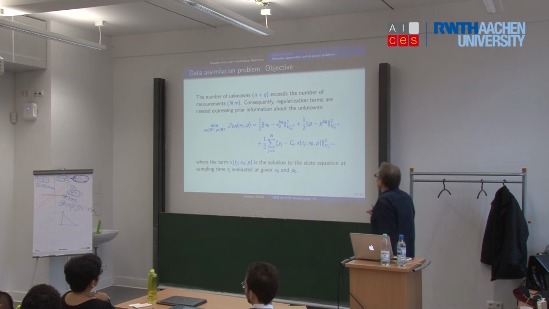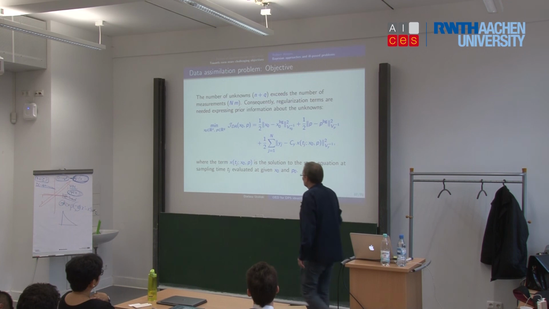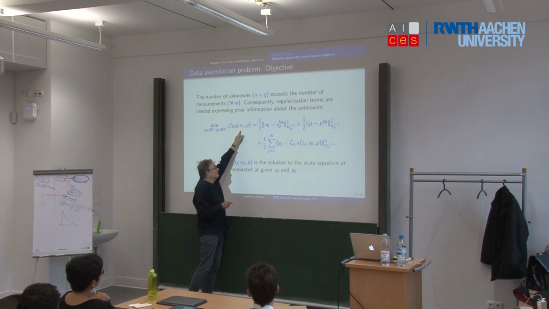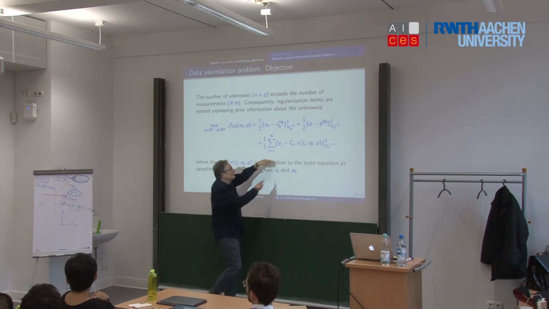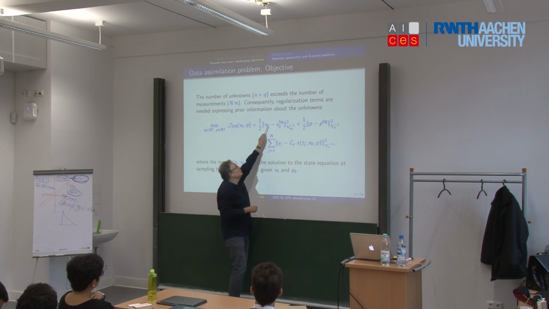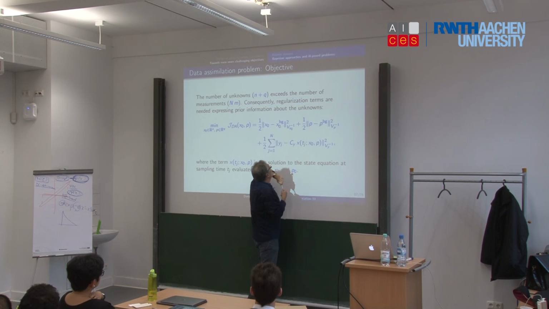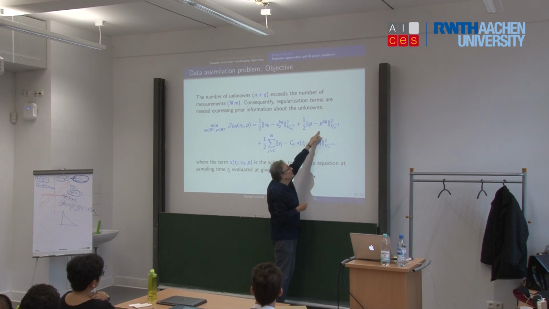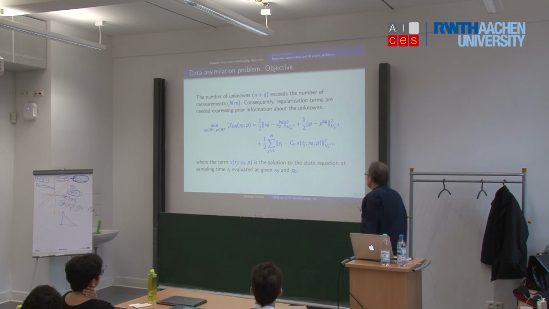So the question is how to minimize. We want to identify the parameters, the diffusion coefficient and the initial temperature, so we minimize the following criterion. Apart from the terms you see in the usual least squares criterion, you have here two additional terms. One regards the deviations from the initial guess about the initial temperature, and here you have the initial guess regarding the parameters. So these two terms penalize excessive deviations from these initial guesses.